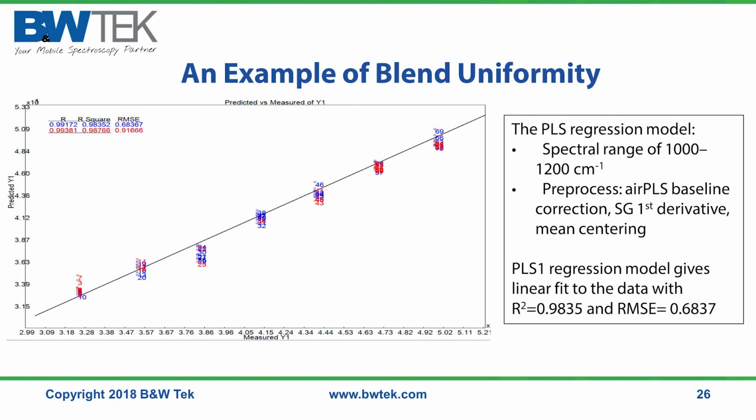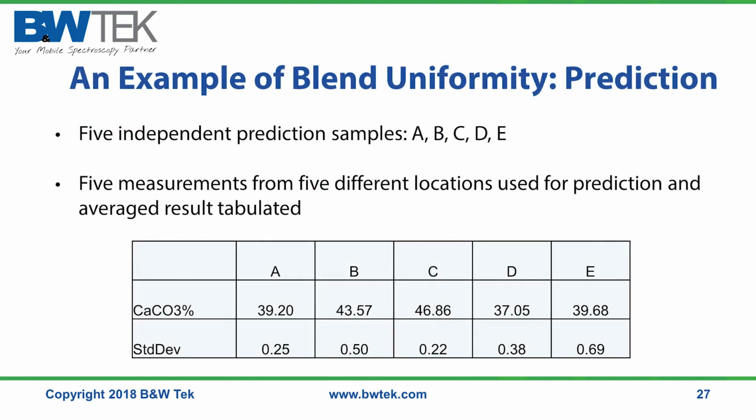And you can see we got a very nice uniform PLS1 model with a pretty high R-squared value of about 0.98. Several validation spectra were also collected, which are shown in red. We did 5 independent prediction samples, and we got extremely accurate readings. So this is just a quick example of what you can do in terms of assessing blend uniformity in your samples.